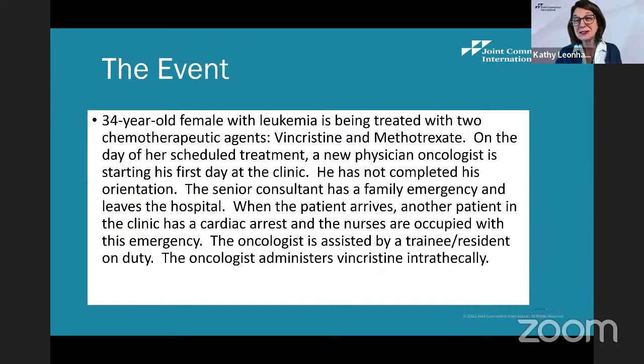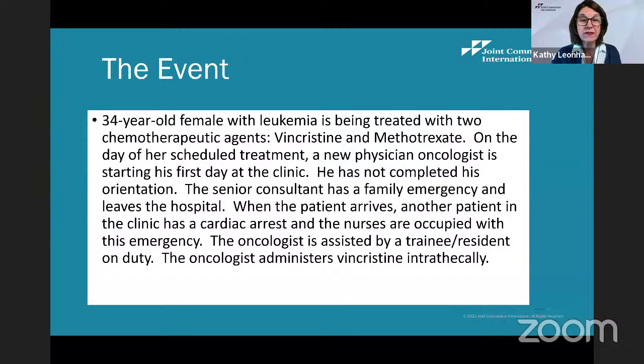Well, the best way to learn how to do an RCA is to do one. So I'm sharing with you a summary of a case study that we use when we teach root cause analysis in our workshop, which is much longer than a 1-hour webinar. So let's imagine that you're responsible for leading the root cause analysis on this case.